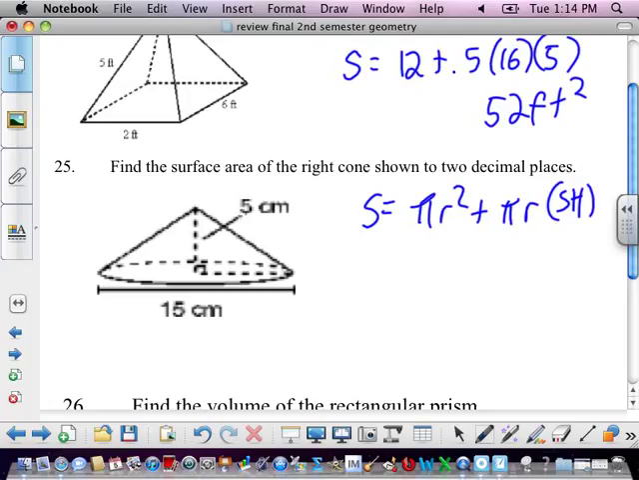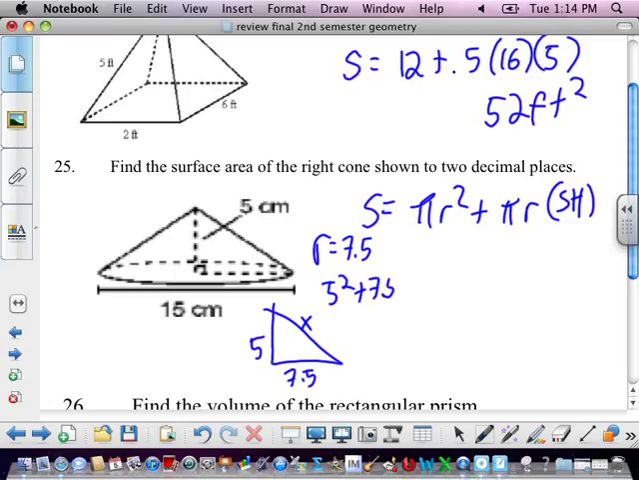Okay, so we know the radius is what? 7.5. But we don't know what the slant height is, but we do know what the height is. So that's the Pythagorean theorem. We do 5 squared plus 7.5 squared equals x squared. So x will equal the square root of 5 squared plus 7.5 squared, which gives us 9.01.